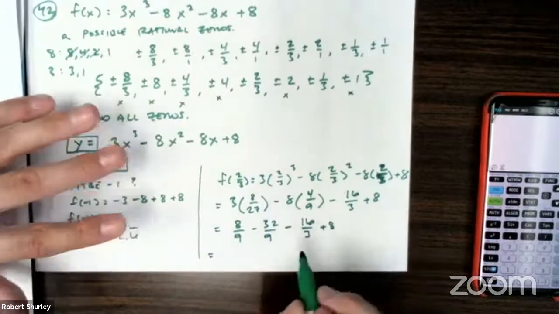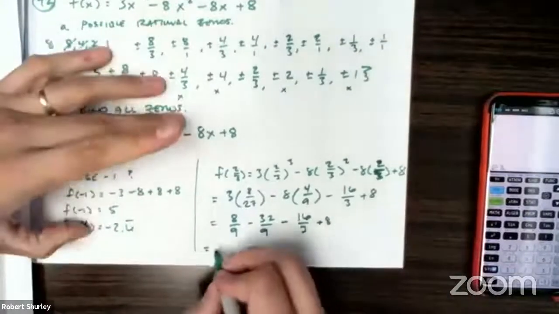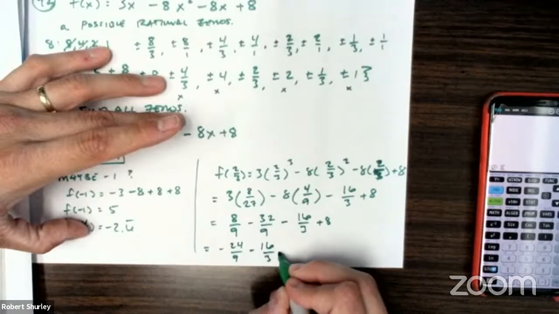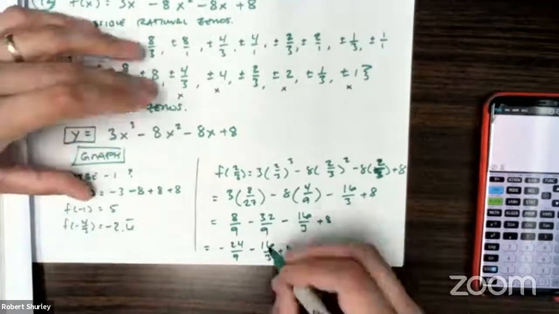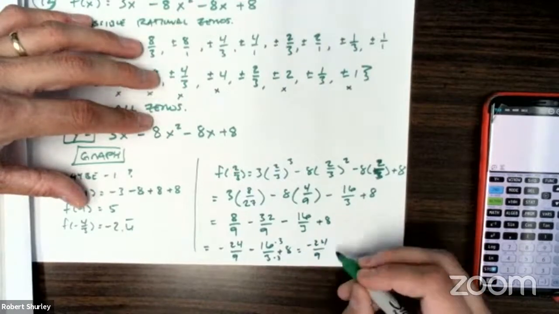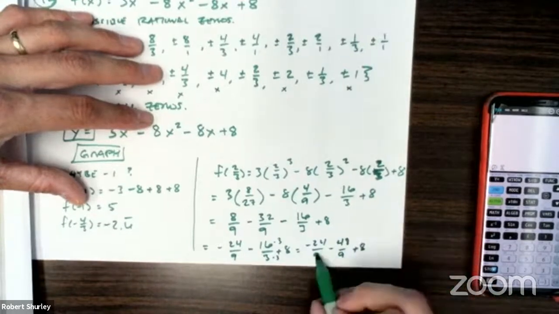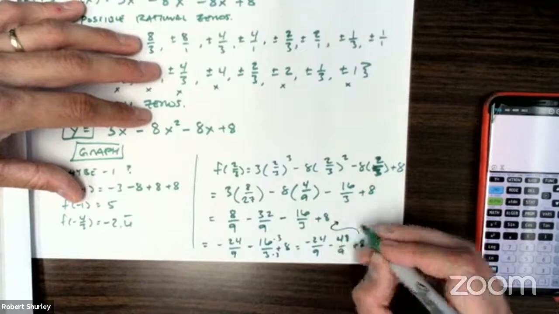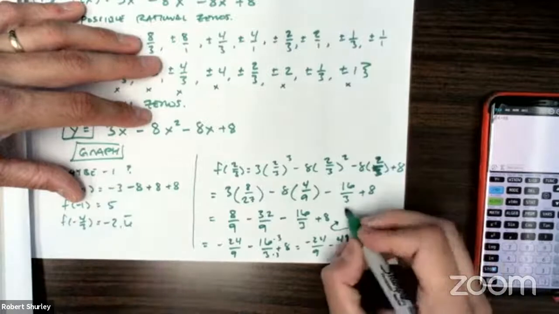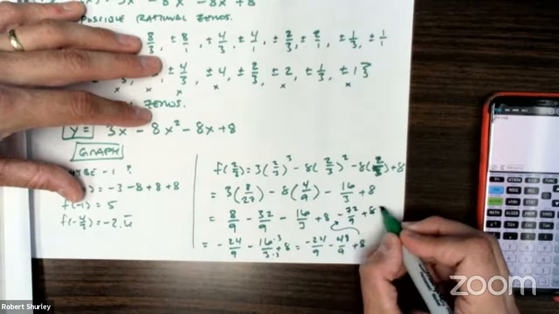Let's see here. 8 minus 32 is negative 24. Minus 16/3 plus 8. Now you've got to get a common denominator, so this will be minus 24/9 minus 48/9 plus 8. 24 plus 48 is 72. Oh, heck yeah, there it is. Negative 72/9 plus 8, that's 0.